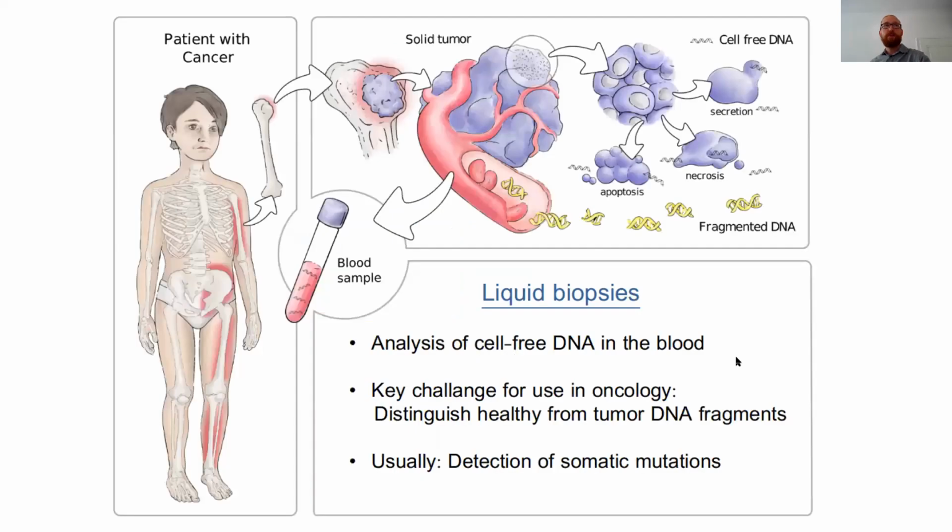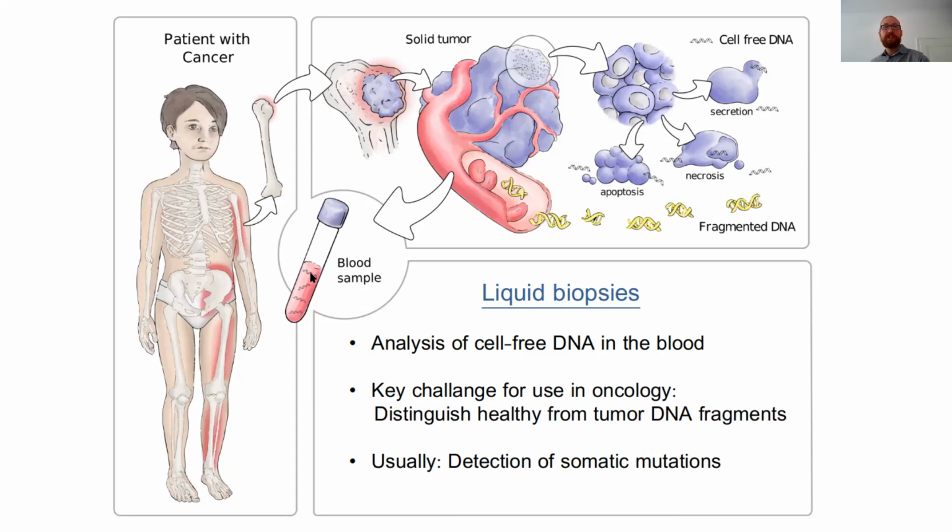I want to start by giving you a brief introduction into liquid biopsies. In patients with cancer, the tumor releases cell-free DNA fragments into the bloodstream via secretion or during apoptosis or necrosis. If we then collect a blood sample from a patient with cancer, a fraction of the cell-free DNA contained in this blood sample will stem from the tumor. Now, of course, the key challenge for using liquid biopsies in oncology is then to distinguish which fragments stem from the tumor and which stem from healthy cells.